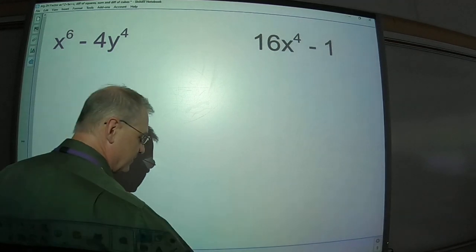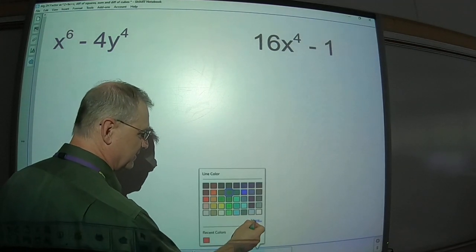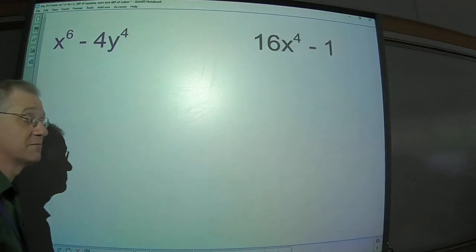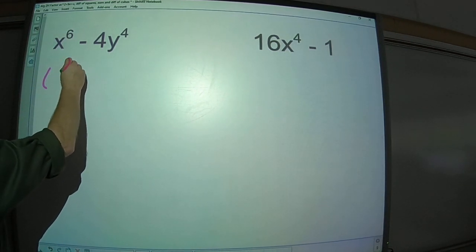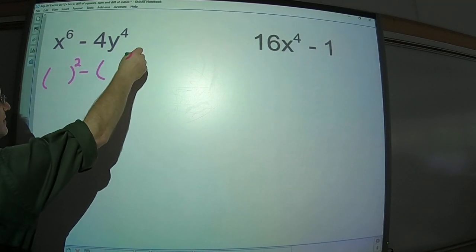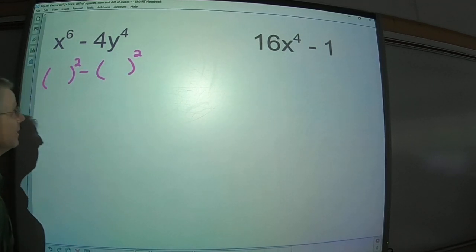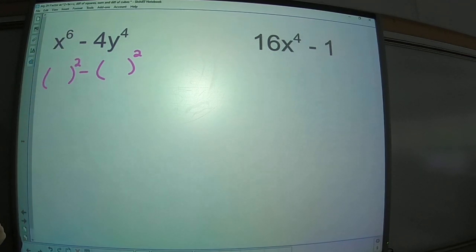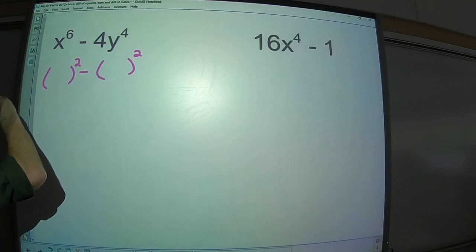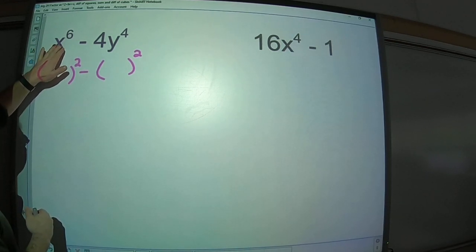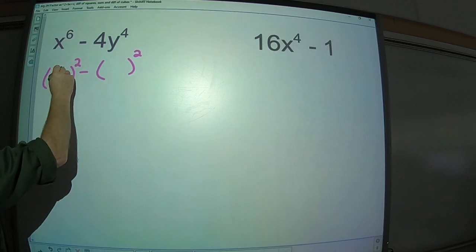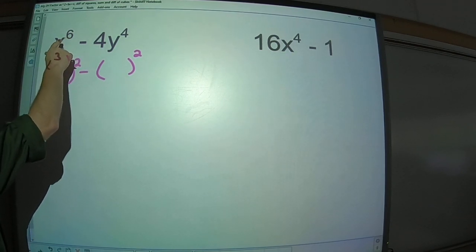Now let's see how you did. These are a little difficult because the exponents are not just a 2. So you may want to use this to help you. What squared gives you x to the 6? Now, remember, when you are multiplying, you add the exponents, right? So what times itself gives you x to the 6? Well, x to the 3rd, because 3 plus 3 is 6.